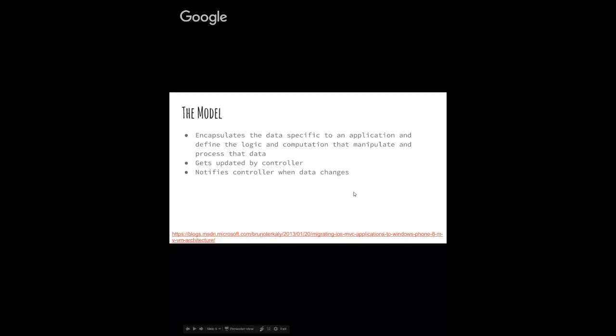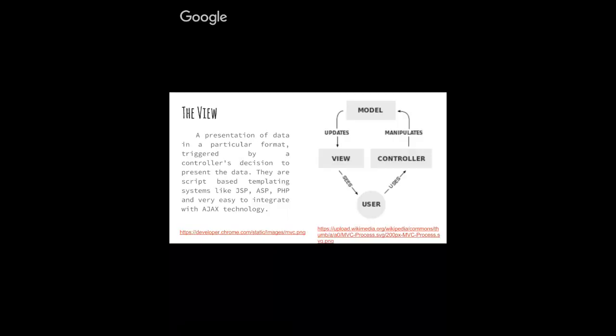So the model is basically data specific. It is updated by the controller and then notifies the controller when a change to the data is made. The view is what is seen by the operator. It's the graphical representation of the working in itself. And it uses JSP, ASP, PHP, AJAX. All these different technologies are how the controller outputs what the user sees. And the view is only triggered by the user's input and a request through the controller from the database.